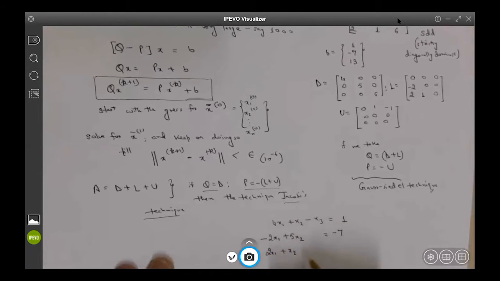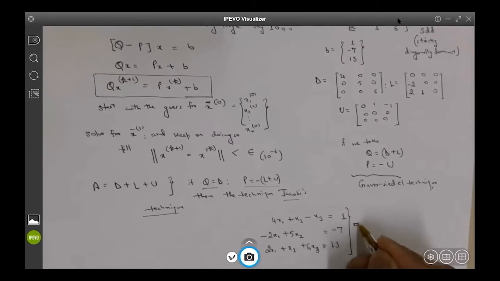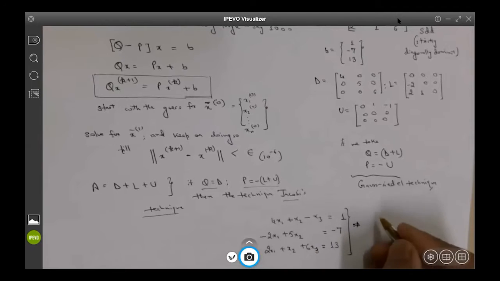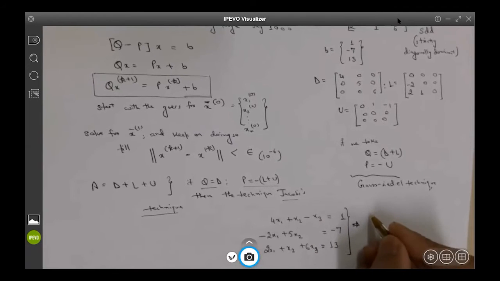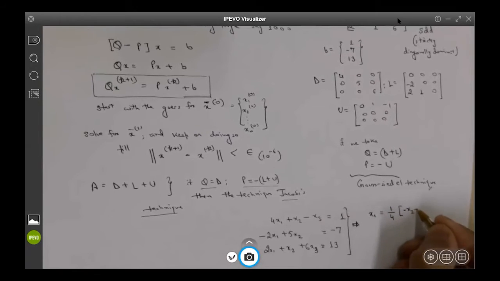2x1 plus x2 plus 6x3 equals 13. Is everybody with me so far? Yes. Great. So now what I'm doing, just as I did in the last lecture, I'm going to solve for x1 from the first equation. So when I do that, what I will get is x1 equals 1 divided by 4 times (negative x2 plus x3 plus 1).